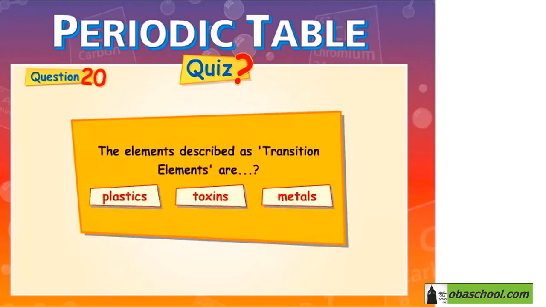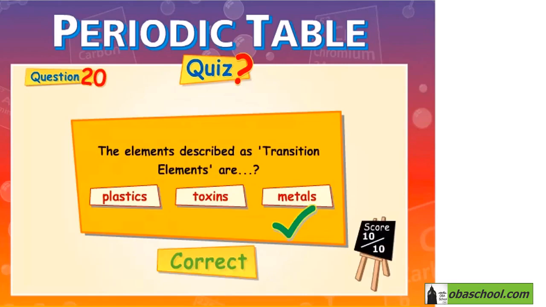The final question. The elements described as transition metals are plastics, toxins, or metals? The correct answer is metals.